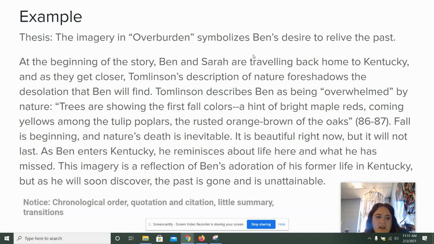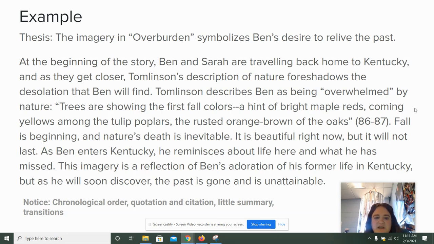Tomlinson describes Ben as being overwhelmed by nature. Trees are showing the first fall colors, a hint of bright maple reds, yellows among the tulip poplars, the rusted orange brown of the oaks. Notice my punctuation. Those are my page numbers. I said the author's name here, so I don't have to say it in the parentheses. This goes back to lesson R1. So if you need to refresh, go back to that lesson.